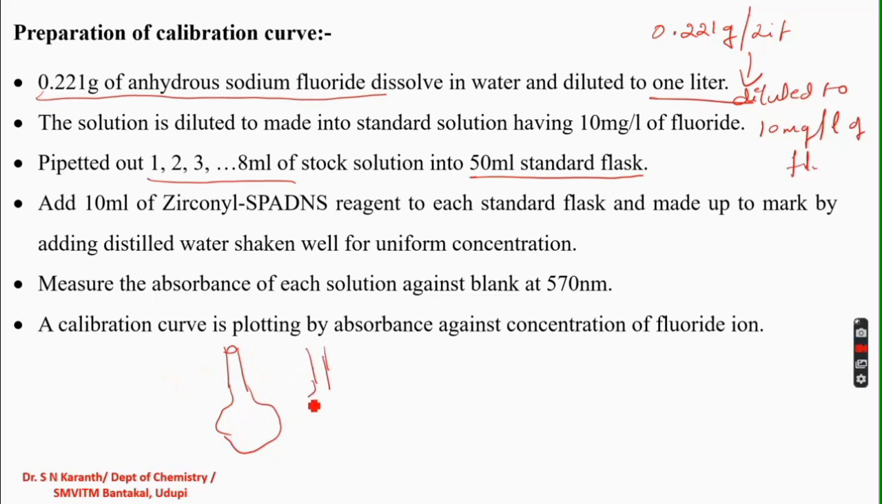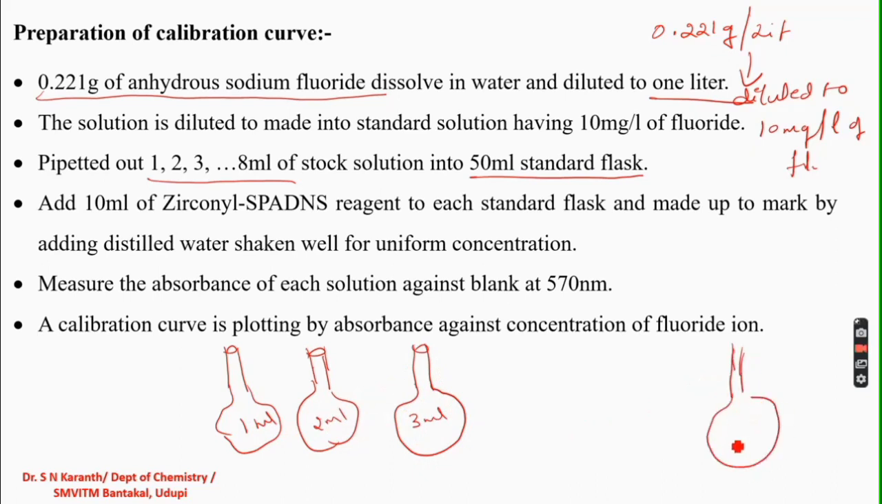To each standard flask, we pipette out the stock solution in increasing order, like 1 ml, 2 ml, 3 ml, up to 8 ml of the stock solution. To each standard flask, 10 ml of reagent is added, and then it is diluted with water and made up to the mark, shaken well for uniform concentration. Then the absorbance of each solution is measured against a blank. We choose 570 nanometer, where the red color is developed.